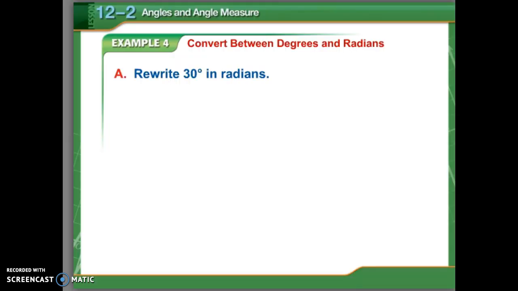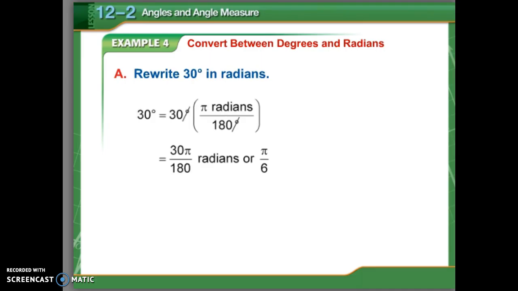Okay, example 4, we're going to use our key concept. We need to write 30 degrees in radians. So remember, when we're going from degrees to radians, we multiply by pi over 180, and pi over 180 times 30, you can reduce the 30 and the 180 to be 1/6. So this ends up just being pi over 6 radians. So a 30-degree angle is the same as pi over 6.